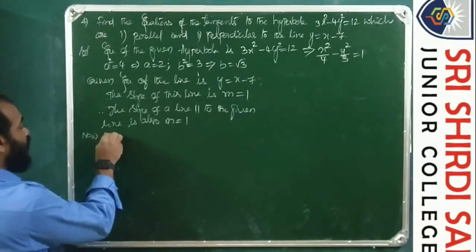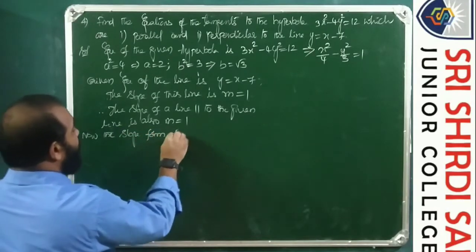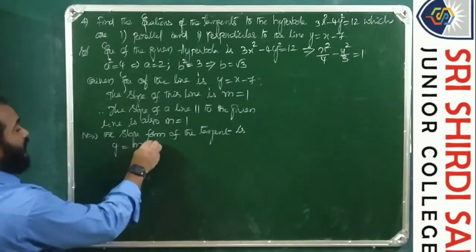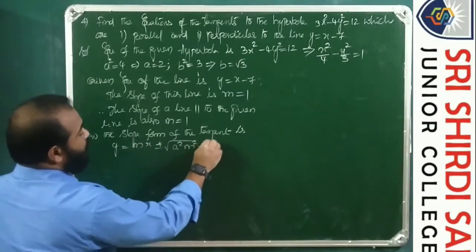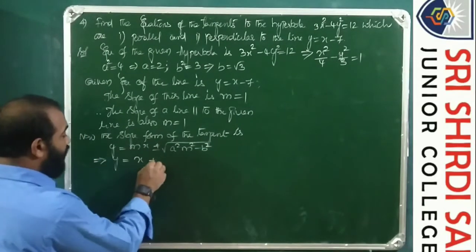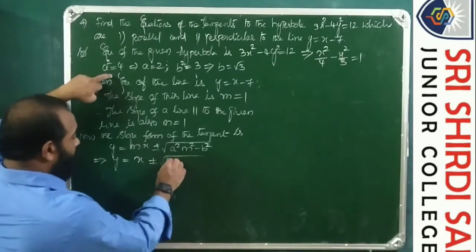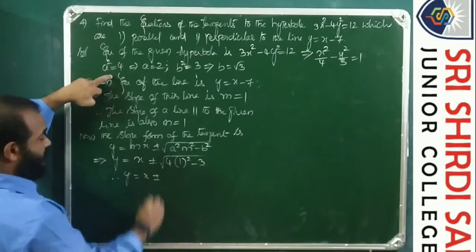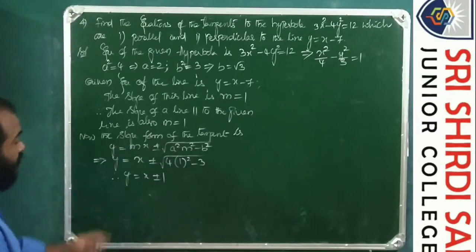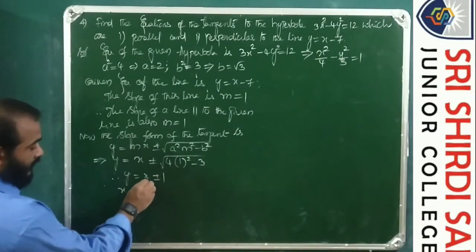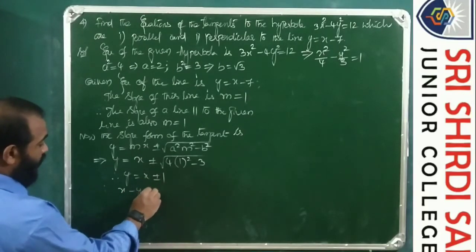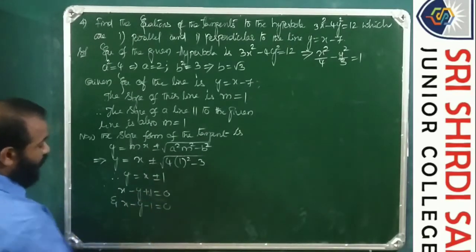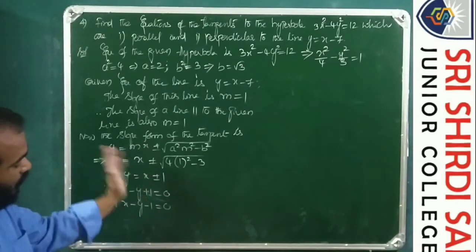Now the slope form of the tangent is y equals to mx plus or minus square root of a square m square minus b square. So this is y equals to x plus or minus square root of a square 4 into m square, which is 1 square, minus b square, which is 3. So therefore y equals to x plus or minus square root of 4 minus 3, which is 1. Therefore x minus y plus 1 equals to 0 and x minus y minus 1 equals to 0. So I have taken the plus 1 and the minus 1, then these are the equations of the tangents.